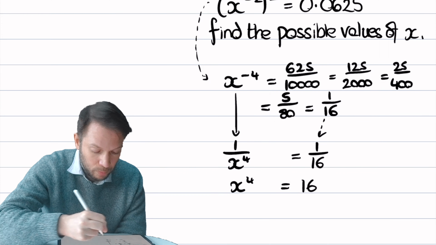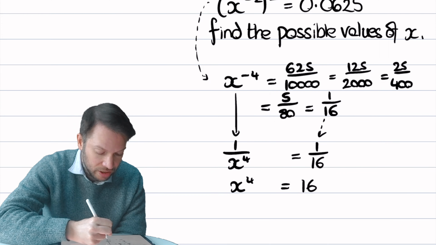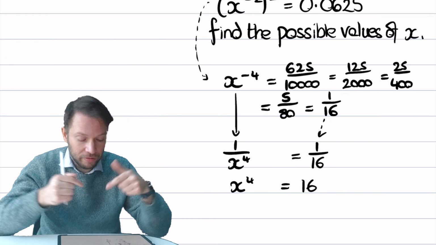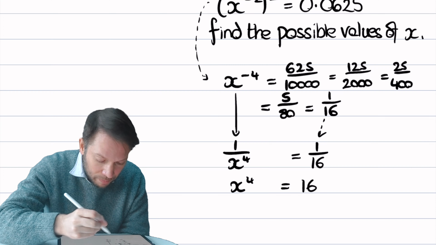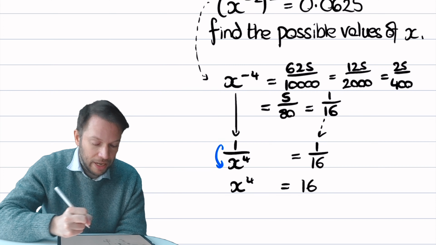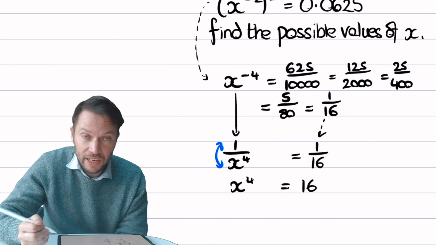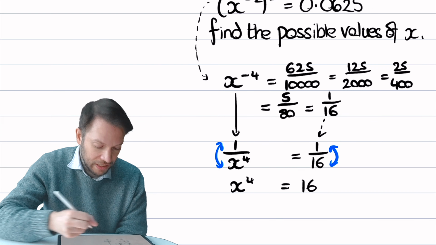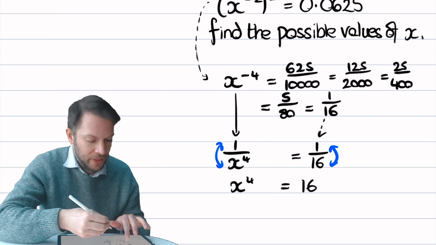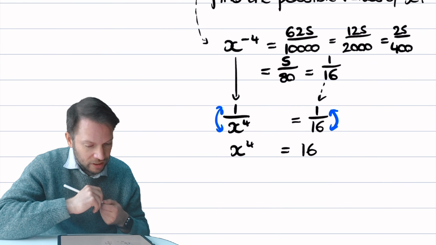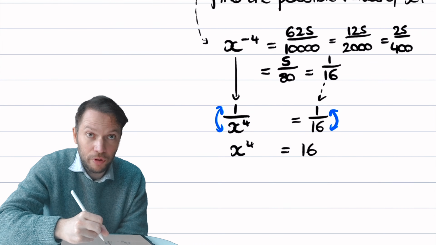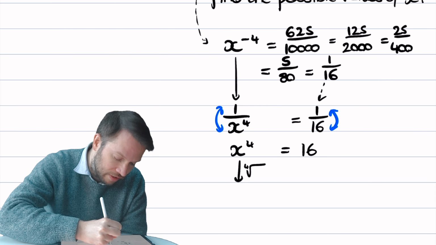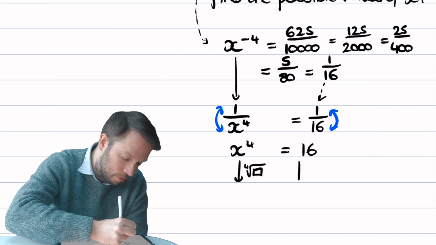Another way of looking at it is that we're reciprocating both sides of the equation. By reciprocate, it means you can flip the fraction. You're doing 1 divided by it, which flips the fraction upside down. So if you flip that fraction, you get x to the 4 over 1, which is just x to the 4. And if you flip that fraction, you get 16 over 1, which is just 16, which is exactly what I've got on that next line. And then what we need to do is the 4th root of each side. Because we've got that power of 4 there, we need to do the 4th root of each side to cancel out that power of 4.